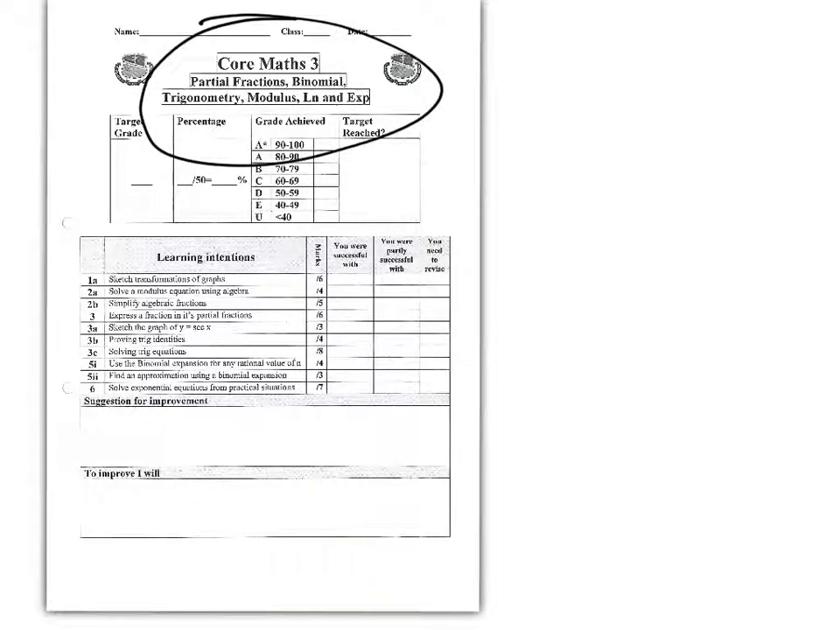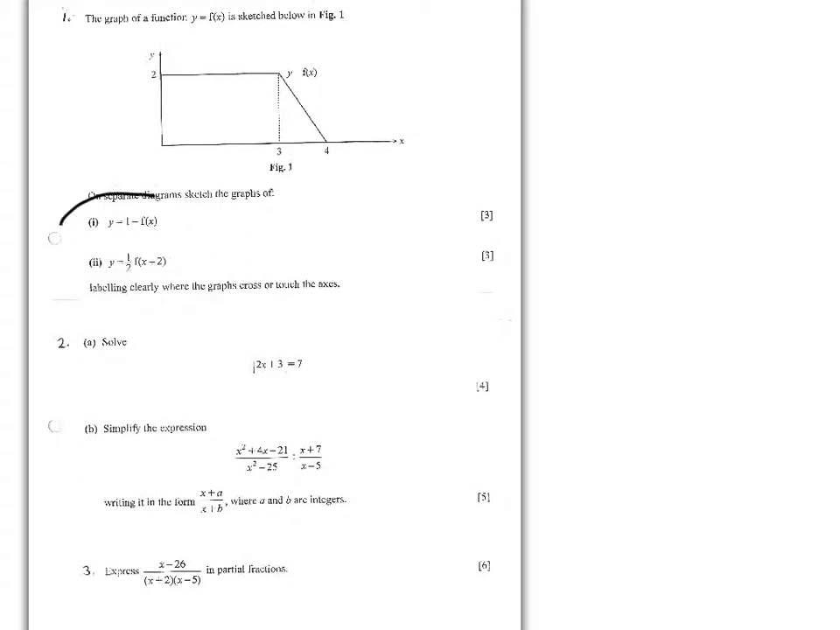Okay, so we have the Core Maths 3 test from October 2013. Topics: partial fractions, binomial, trig, modulus, log, and exponent. The questions that seemed to cause most problems was question 1, part 1. Part 2 went well. Modulus equation, fractions.